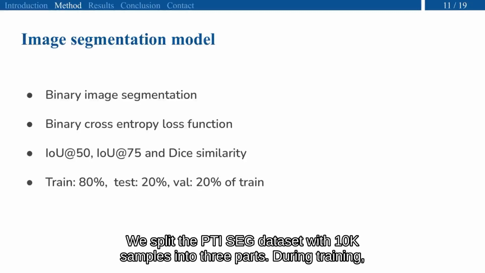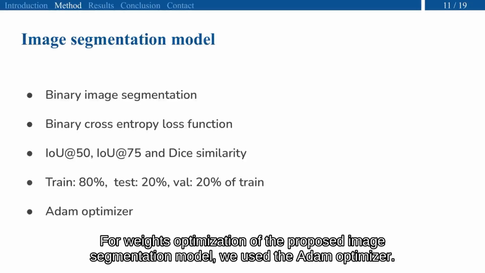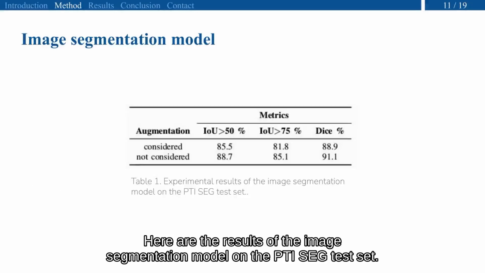We split the PTI-SEG dataset with 10K samples into 3 parts. During the training, 80% of the PTI-SEG samples are used for the train set and 20% for the test set. For weight optimization of the image segmentation model, we use the Adam optimizer. Here are the results of the image segmentation model on the PTI-SEG test set.